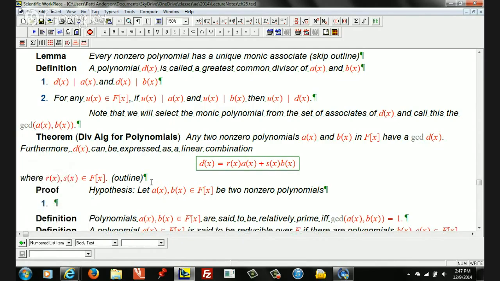So what we need to do is show that a greatest common divisor exists, and then show that it's a linear combination. So there are two things to do. What did they do? They had a trick in the theorem. What was their trick? They defined an ideal.